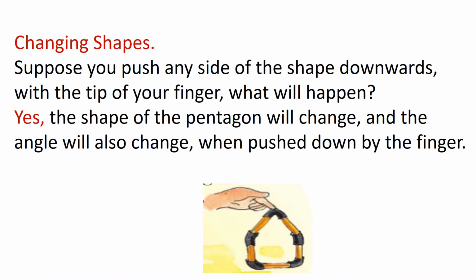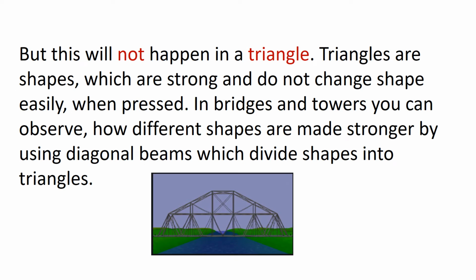Children, let us now see what are changing shapes. You can see a pentagon here, 5-sided polygon. Suppose you push any side of the shape downwards with the tip of your finger, what will happen? Yes, the shape of the pentagon will change. Along with the shape, the angle will also change. Children, I just told you, when you push any side of the shape downwards with the tip of your finger, the shape and the angle both will change.